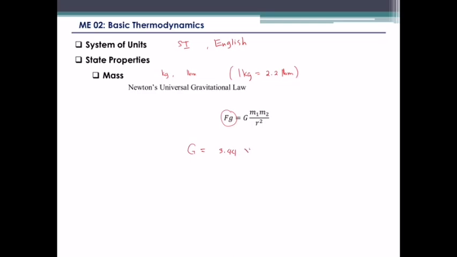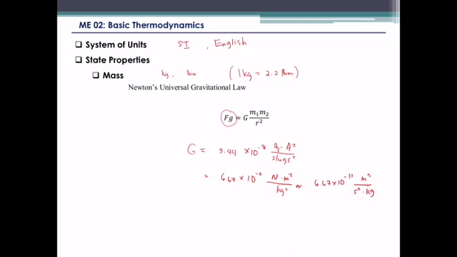Since G is a constant, we have its value: 3.44 times 10 to the negative 8, for the English unit, in pound foot squared per slug squared, where the pound is pound force. For the SI unit, it is 6.67 times 10 to the negative 11 newton meter squared per kilogram squared. Or you might encounter it as 6.67 times 10 to the negative 11 cubic meter per second squared kilogram.